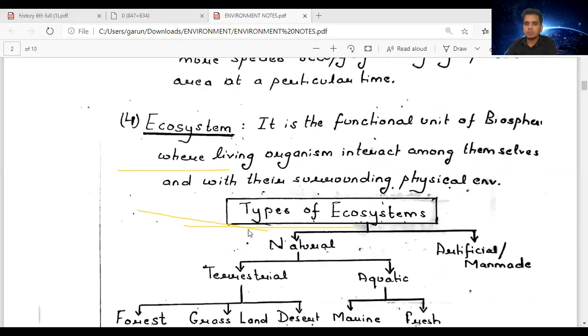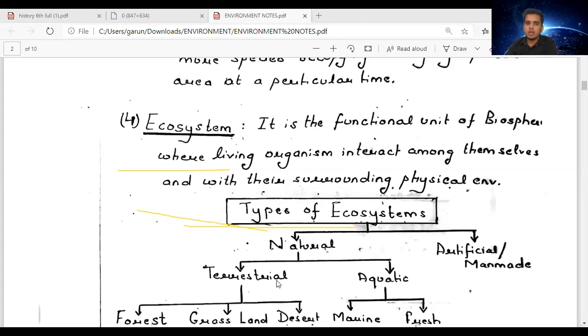Types of ecosystem: what are the types of ecosystem? Natural and artificial, that is, man-made. So we will not study artificial or man-made. We will only study natural. Natural means terrestrial and aquatic.